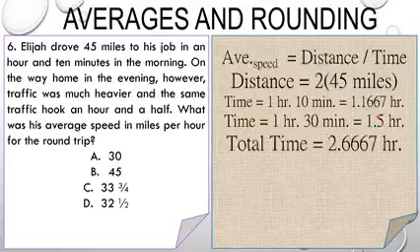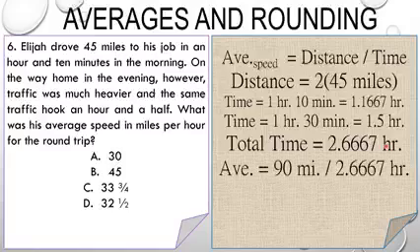So, to get the total time for the round trip, we need to add the time papunta at yung time na pauwi. Okay, that is 1.1667 hours plus 1.5 hours. We get 2.6667 hours. So, ito na yung magiging total time for the round trip ni Elijah. So, to get the average speed, 90. Ito yung 90 miles kanina. I-divide na natin siya sa kabuuang time na tinahak ni Elijah, which is 2.667 hours.